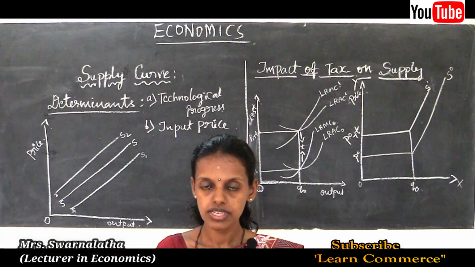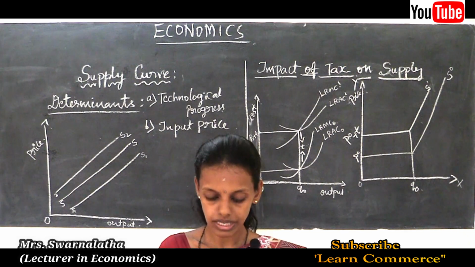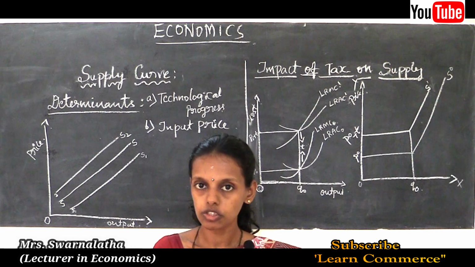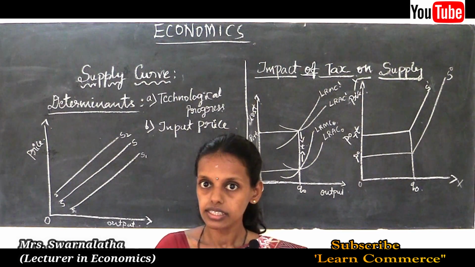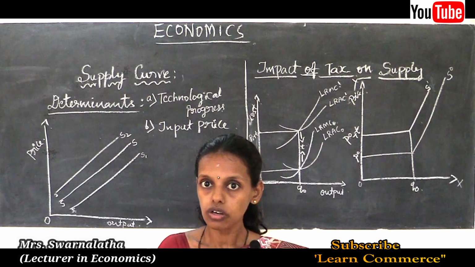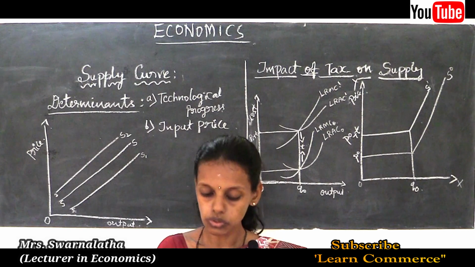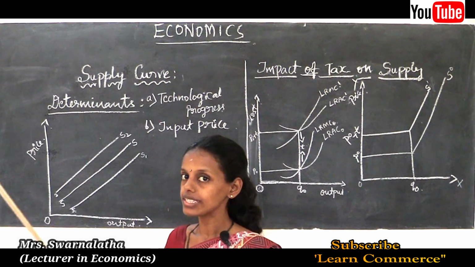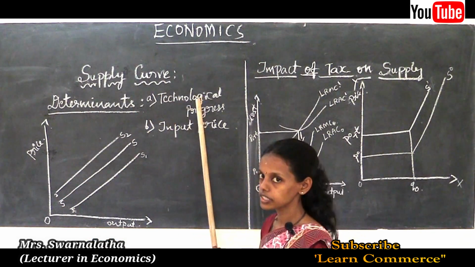Hello students, in the previous section we have seen that the firm's supply curve is a part of the marginal cost curve. It is the rising part of the marginal cost curve. So, any factor that affects the firm's marginal cost curve is of course a determinant of the firm's supply curve. Let us see what the determinants of the firm's supply curve are.